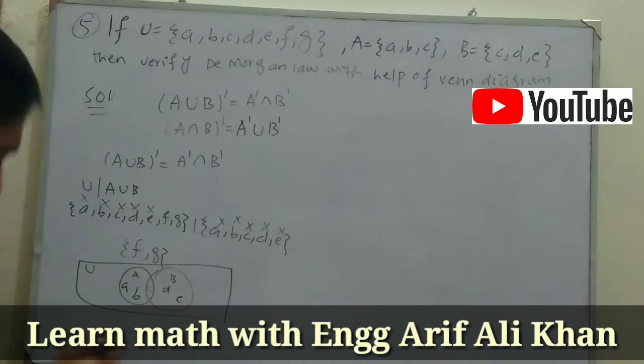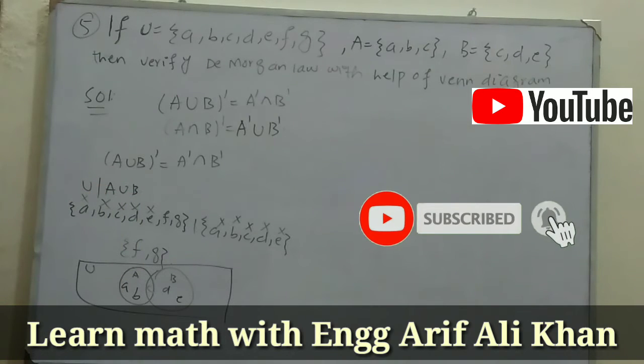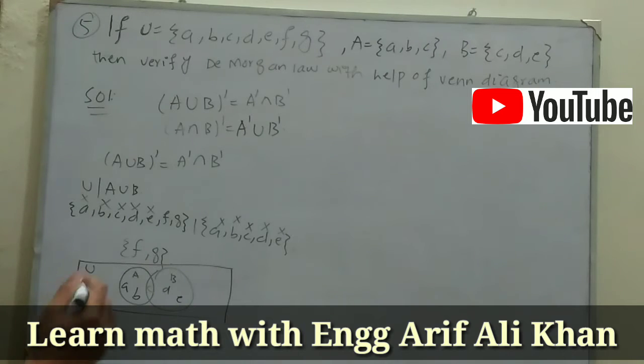So D and E. Now A union B whole complement means subtraction of A union B from the universal set. So the shading will be in the universal set, not in A and B. The shading will be just like this. This is A union B whole complement.